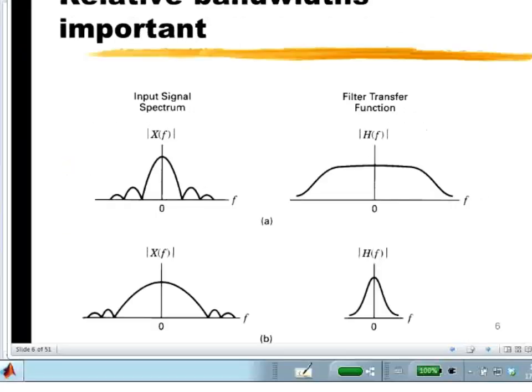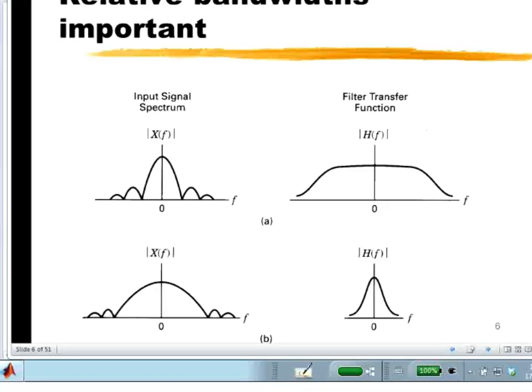But of course there are many reasons why we want to find a way to quantify bandwidth in a reasonable way. And the biggest reason is because it's really relative bandwidths that are important. We intuitively know that if we have a signal that's very wide in bandwidth, like in the B case here, where X of F is the spectrum of the input signal, and it's very, very wide, and we look on the right in the B case, and we have a channel that's fairly narrow.